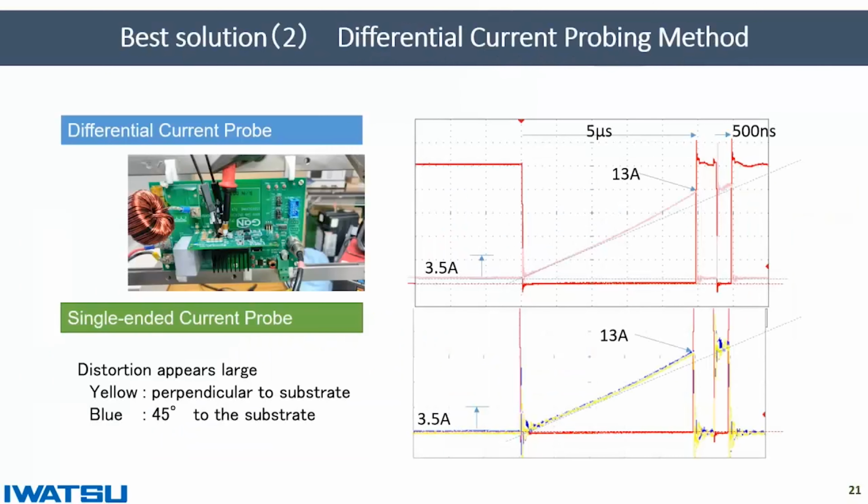Next, the method using the differential current probe. Please look at the figure on the top. This is the waveform measured by this method. The waveform distortion is very small. The figure down below shows the waveform using a single current probe. As you can see, the waveform distortion is large.